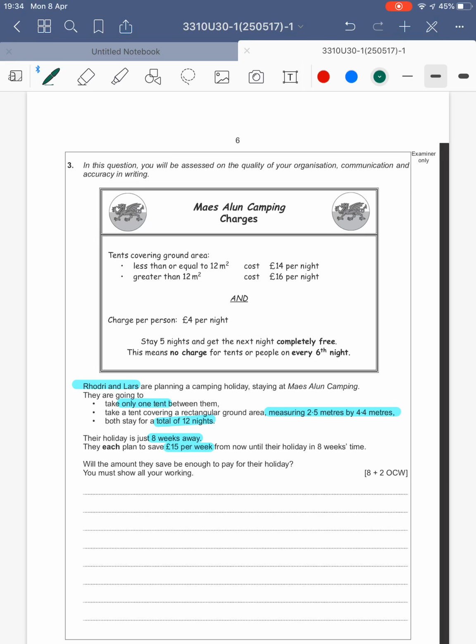So the first thing I would do here is work out how much they would have collected, or total saved.